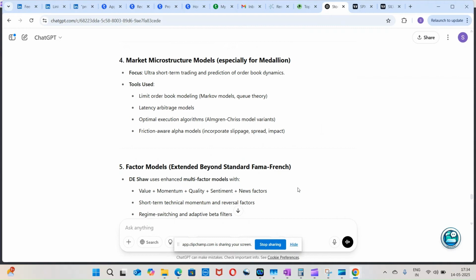The fourth one is the market microstructure model. So this tries to enter quickly and exit quickly. It is called ultra short term trading, and this ultra short term trading and the prediction of order book dynamics is what is used to make money. Medallion fund uses this. It relies on probability theory, and it is a systematic probability trading mechanism.